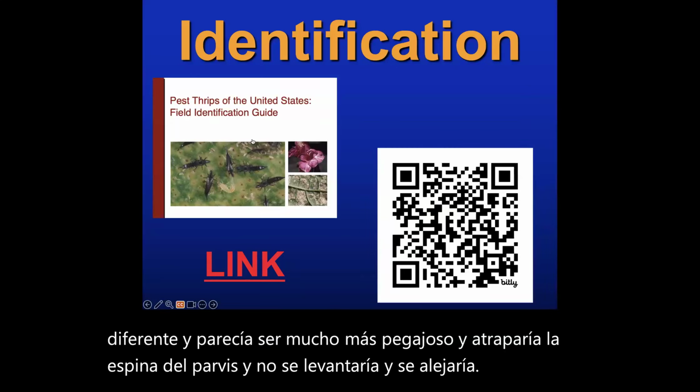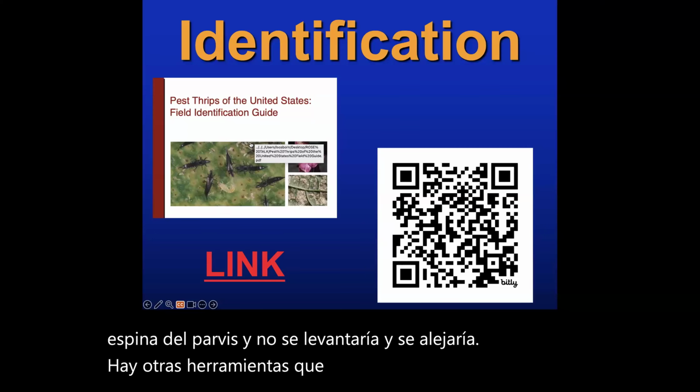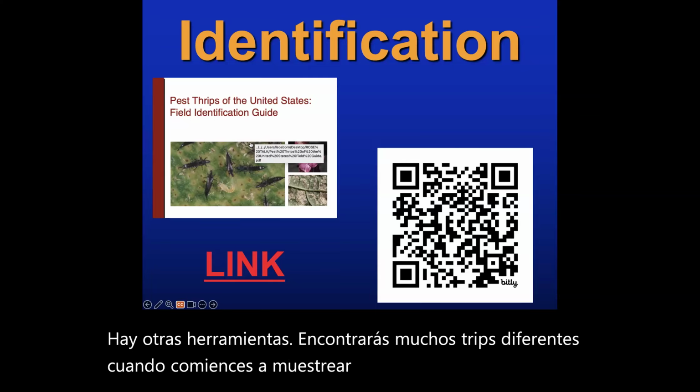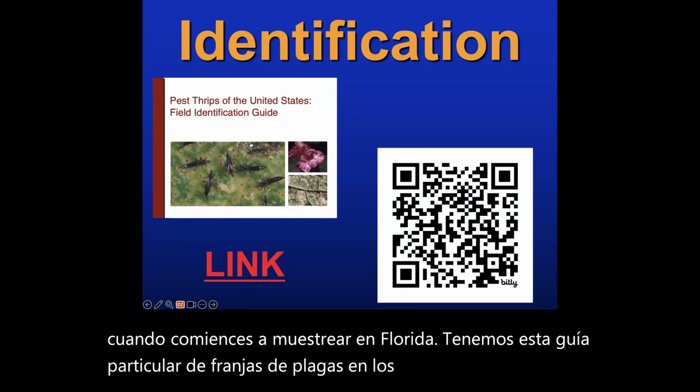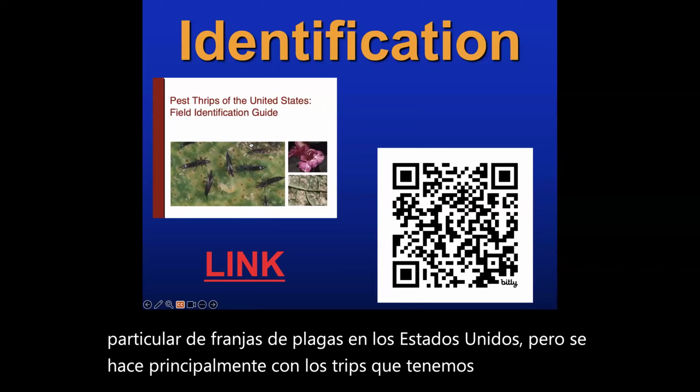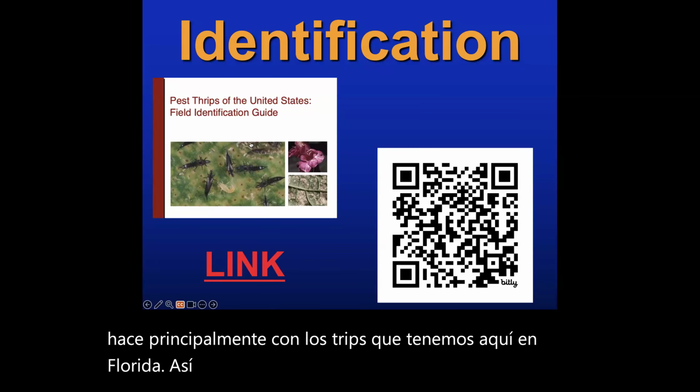There are other tools. You're going to find a lot of different thrips when you start sampling in Florida. We have this particular guide, Pest Thrips in the United States, but it's mainly done with the thrips that we have here in Florida. So you can compare them to parvispinus and other ones that you might encounter.